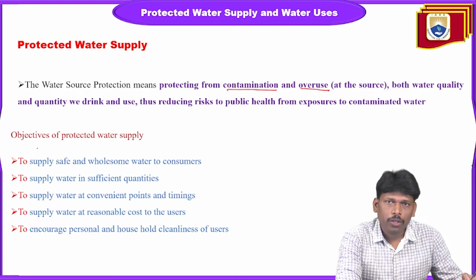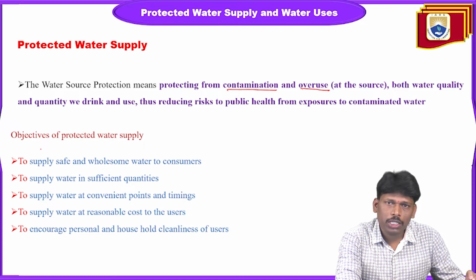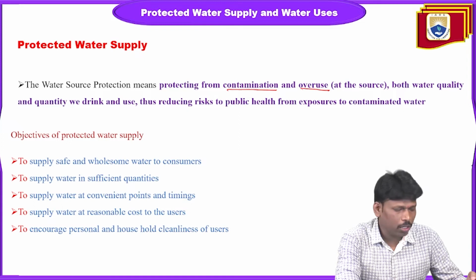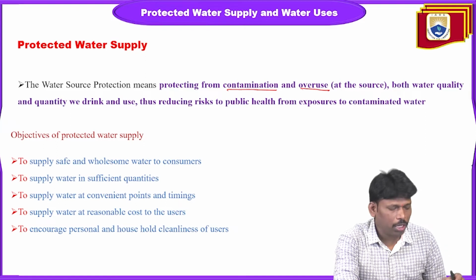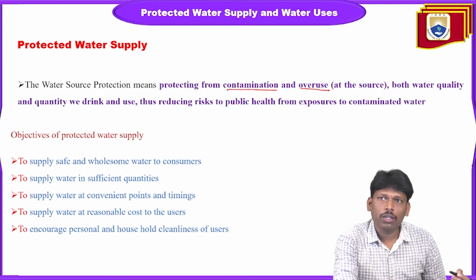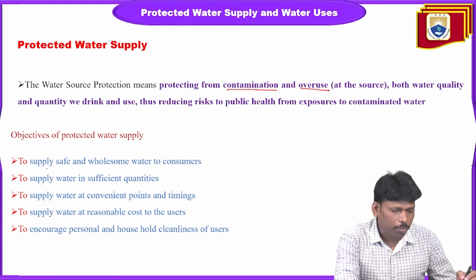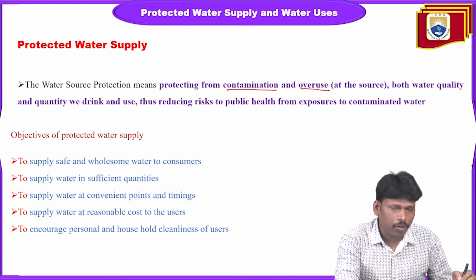If you take appropriate decisions to protect our source, then the main objective is that we can supply safe and wholesome water to the consumers. Once you protect it from contamination and pathogens, we can supply safe and wholesome water to the consumers, and also supply a sufficient quantity of water.